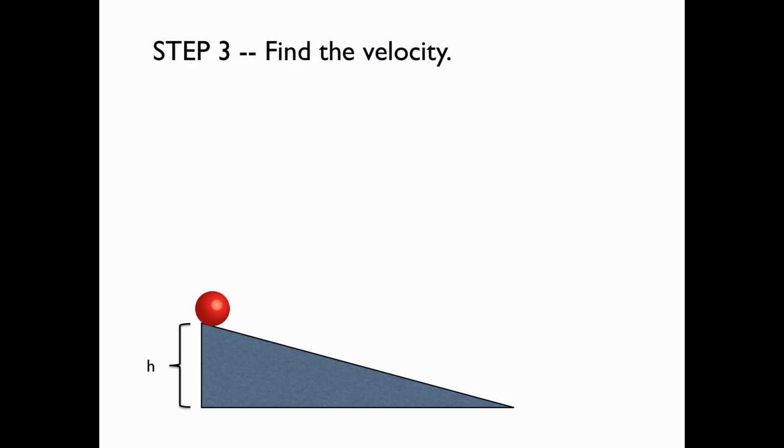Now we can find the velocity. We have the initial energy, which is entirely potential energy, equal to mgh, and this is equal to the final energy, which is the total kinetic energy, which we just found to be 7/10 mv squared.